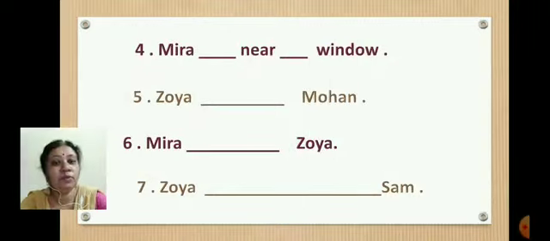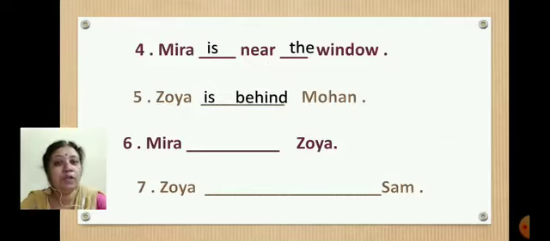Now, fourth one. See the fourth one. Meera is, I-S, is near the window. Okay. Meera is near the window. Next one. Zoya is behind Mohan. Zoya is behind Mohan. Meera is beside Zoya. Done? Yes. Now next one.